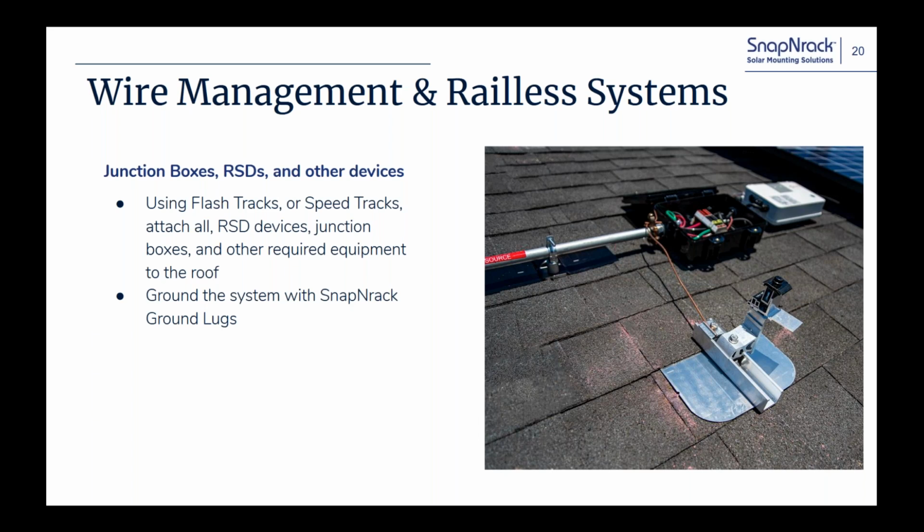So we have J-boxes, and all these things that we've specifically designed to work with the Railless system: J-boxes, wire clips, ground lugs, all that kind of stuff. It's all ready to go and can be simply attached to the roof with a little forethought of where you want to lay this out.